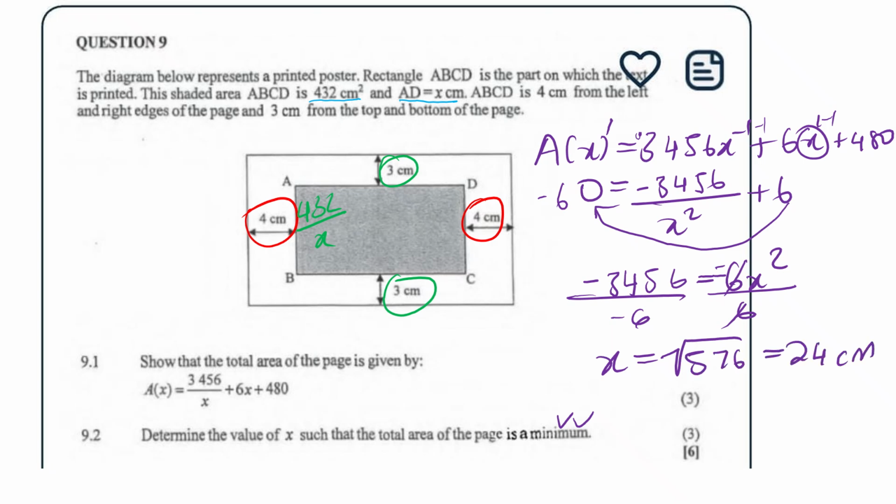I hope you have understood this type of question, because if they say minimum or maximum, you have to derivate. You derivate and then you find your value of x, such that the total area of the page is a minimum.